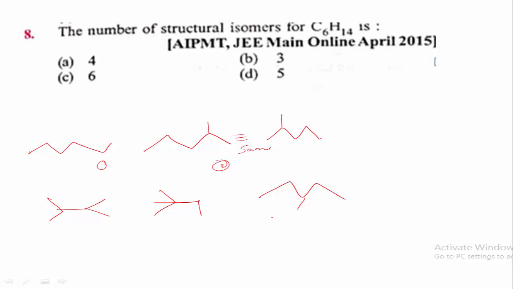Okay, there are total 5 isomers present for the compound which contains molecular formula C6H14. Therefore, the correct answer is option D, 5 isomers.